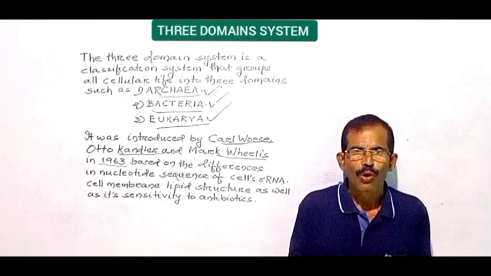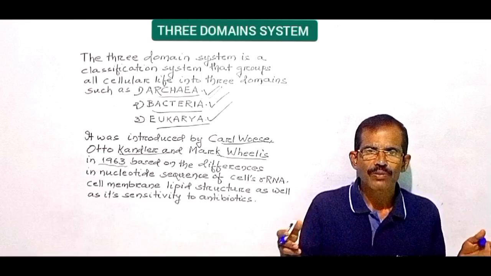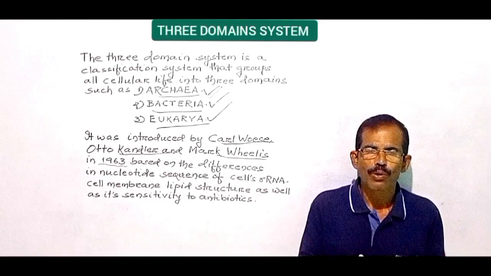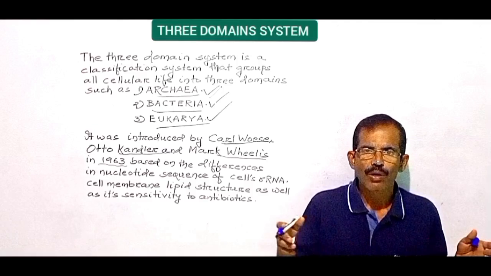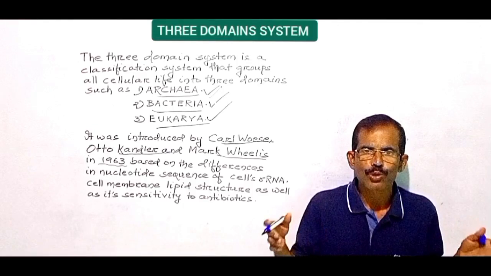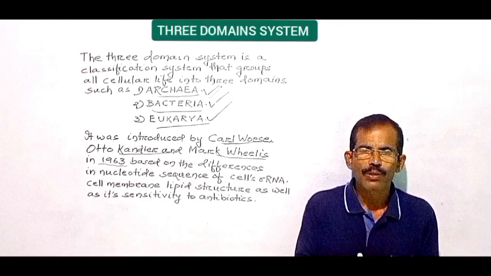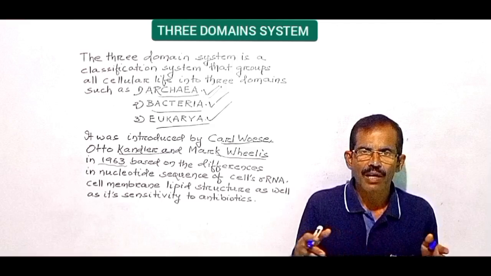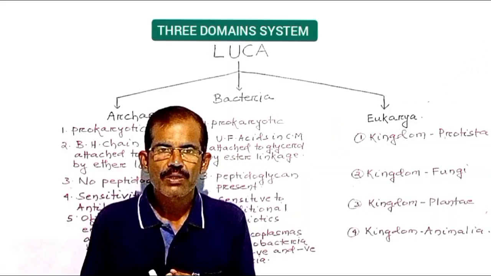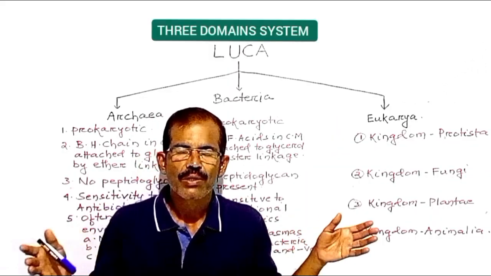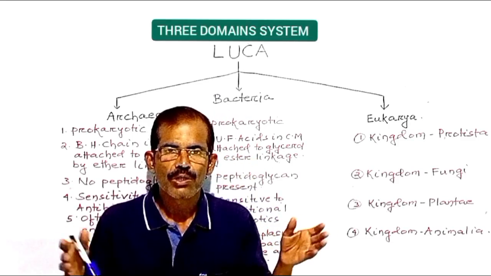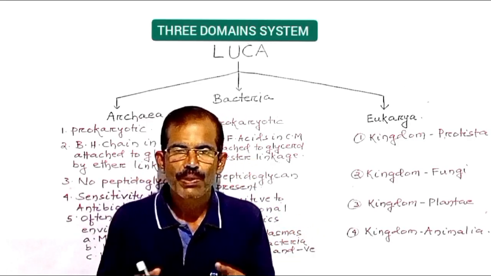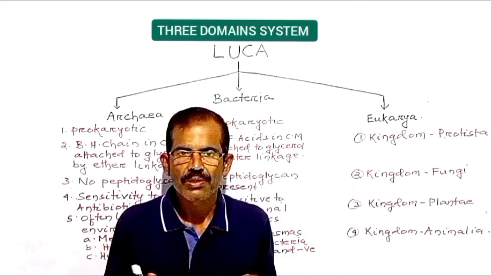Number 2. Archaeal cell wall consists of pseudopeptidoglycan. By contrast, the cell wall of bacteria is composed of peptidoglycan and lipopolysaccharides. Comparison of the nucleotide sequence of ribosomal RNA is especially useful. This is because of the following reasons.